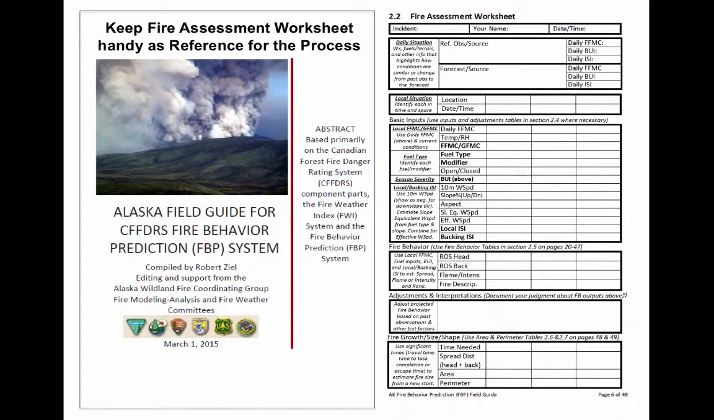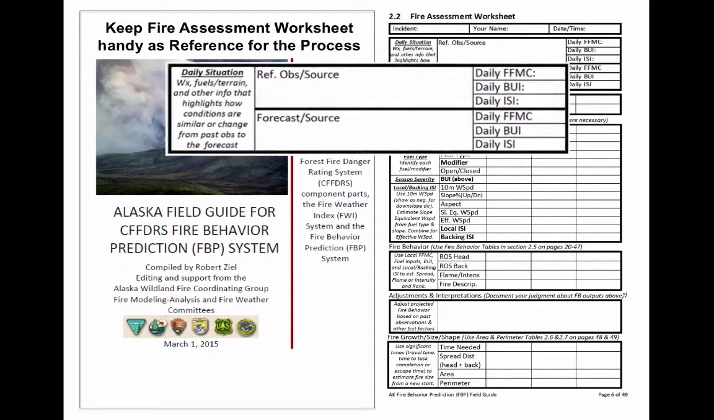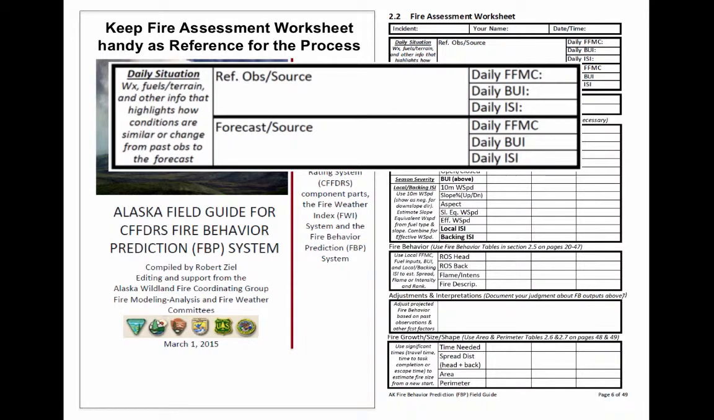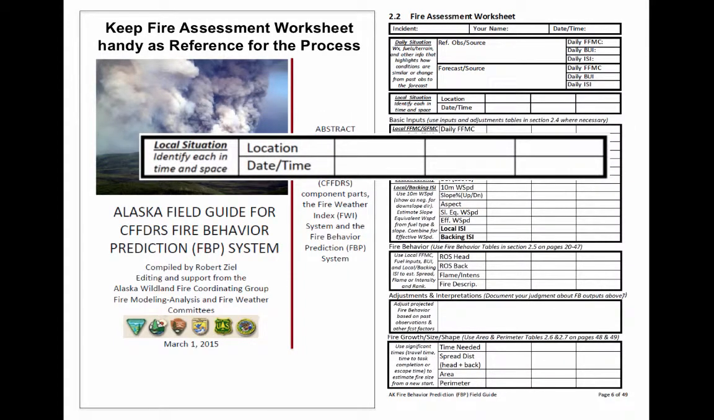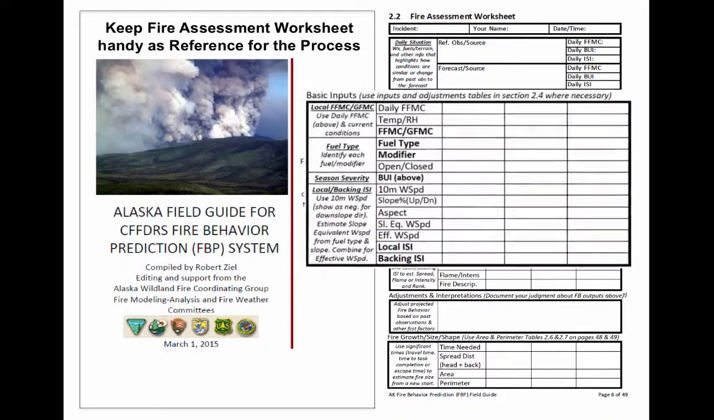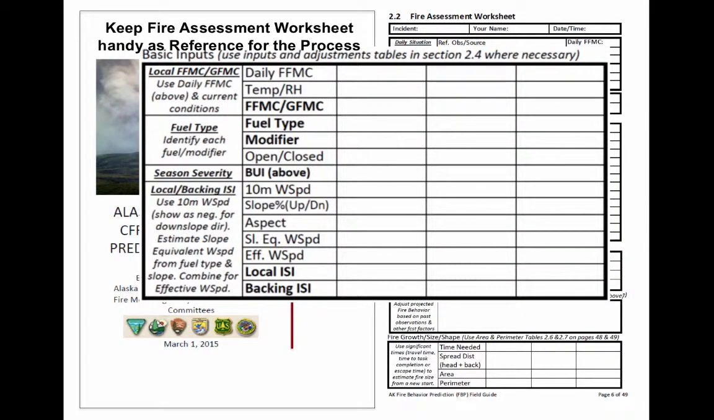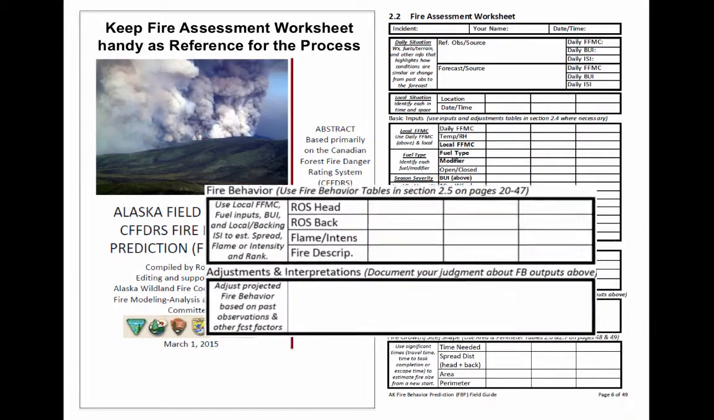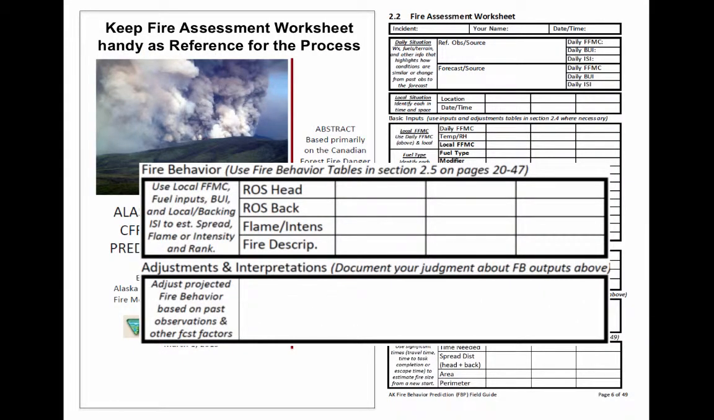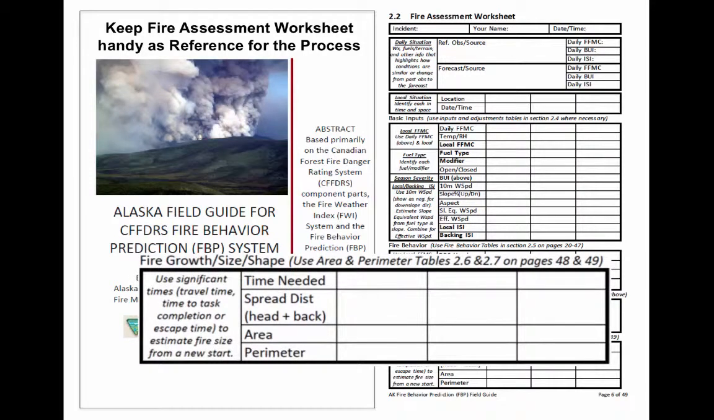Again, you're encouraged to keep the Fire Behavior Assessment worksheet handy to reinforce the entire process. Note your daily situation assessment at the top. Identify the time and place of your local situation. Localize the basic inputs of FFMC, fuel type, season severity or BUI, and local ISI for your fire situation. With that, you can estimate, adjust, and interpret your expected fire behavior. And finally, you can evaluate the fire growth, the size of the fire, and the shape it will take for operational considerations.